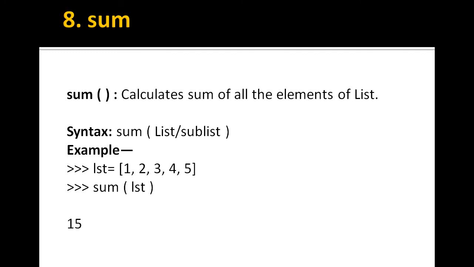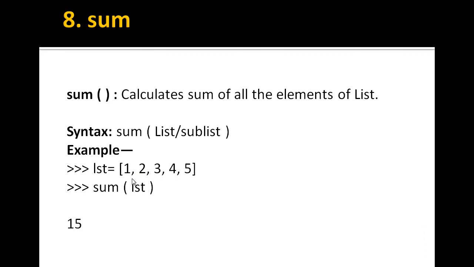But remember, the values of the list should be numbers. If in a list you have different data types, then you cannot apply sum function. So here in the example, a list has been created, then sum function was called over this list. It adds all the values. It takes sum of the values of the list and so prints 15.